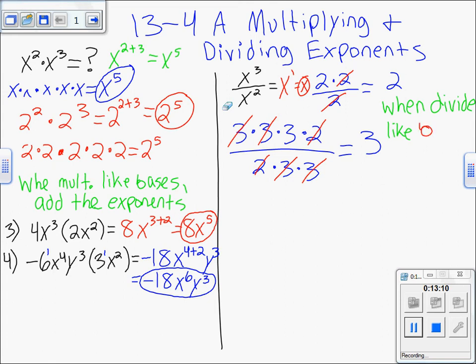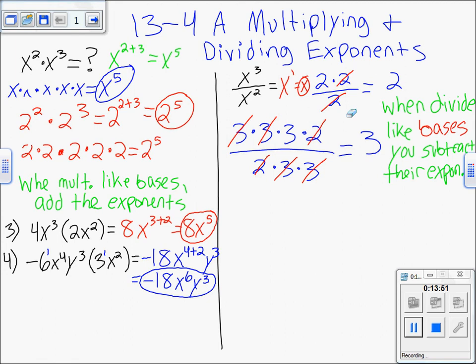All right, anyway, so when dividing like bases, in that case like bases were x, in this case like bases were 2, and here we had like bases of 3 and 2. When dividing like bases, you subtract their exponents. Always top minus the bottom. You should write that down if you haven't written it down already. You subtract their exponents. So that's what we do for every single question.